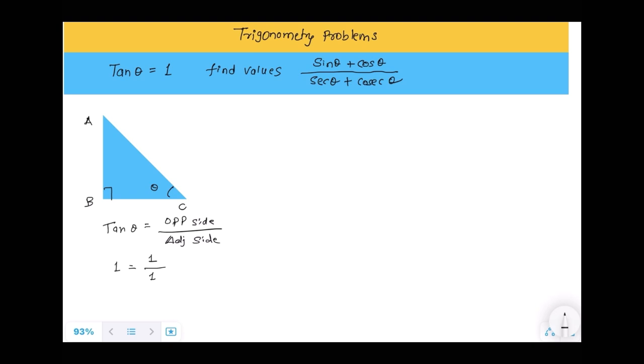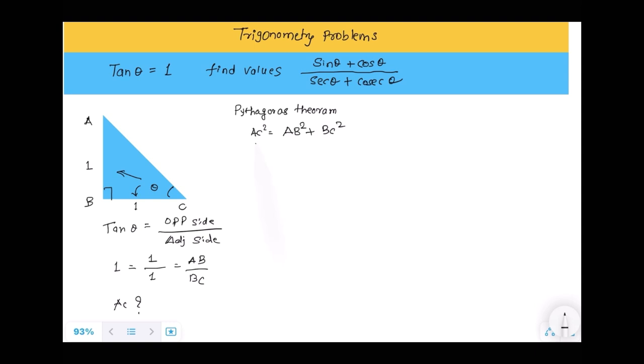Of course, this is a ratio, so that is why we take k factor always. But okay, for this problem, let's just assume opposite side as 1, adjacent side as 1 unit. What is opposite side? It's AB. And what is adjacent side? It is BC. So we need to now find AC. We can do it by Pythagoras theorem.